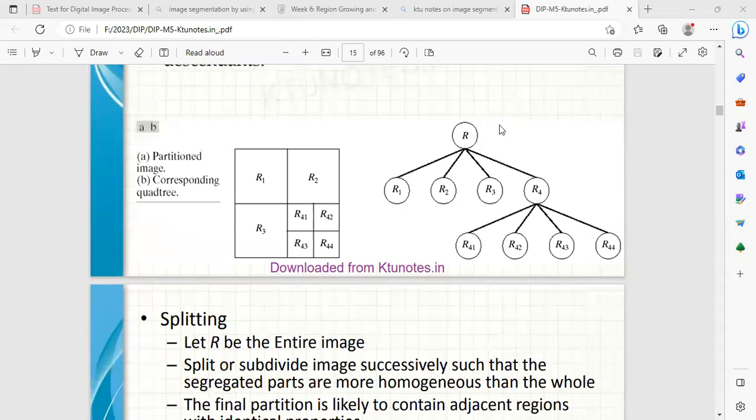The Zoom may get cut now, you have to join once more. I'll send the link again. So this is the entire image R. Since the entire image was not uniform, you split R into 4 regions, R1, R2, R3, and R4. Then R4 was again split into 4 regions, R41, R42, R43, and R44.